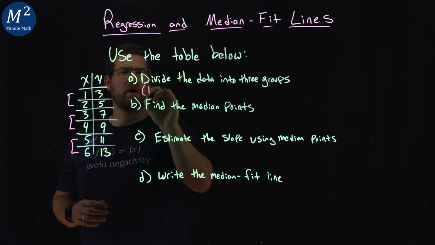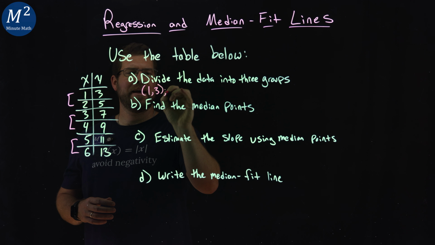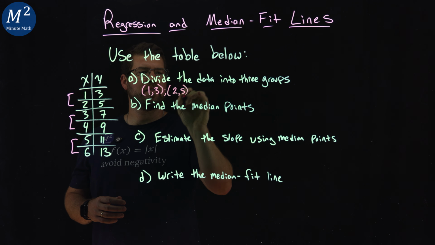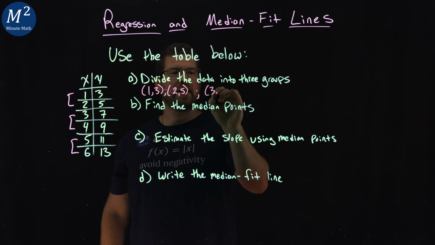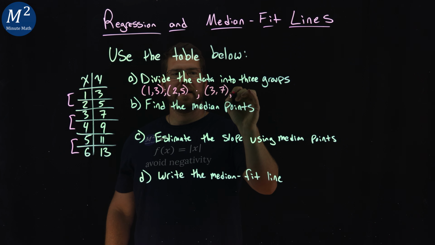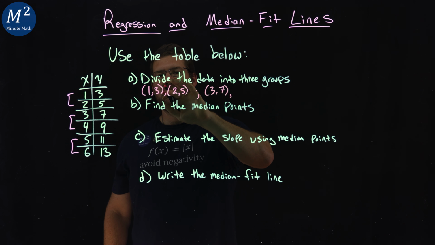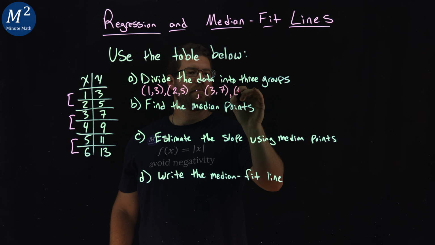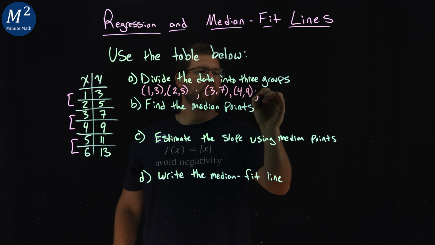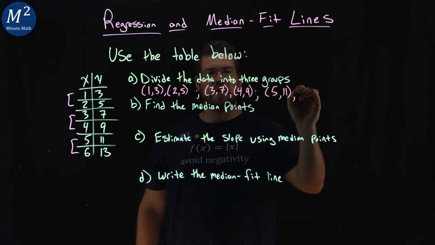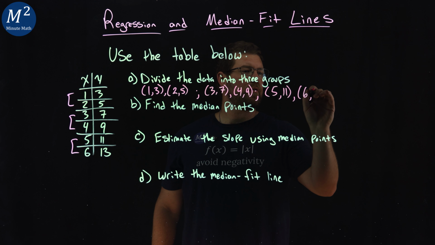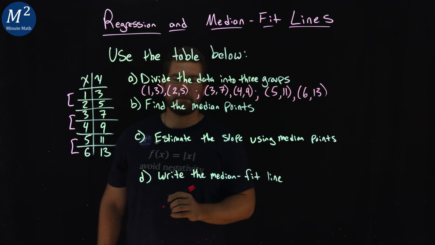So I have 1, 3, and 2, 5 as our first group. Then we have 3, 7, and 4, 9 as a second group. And lastly, 5, 11, and 6, 13 as a third group.